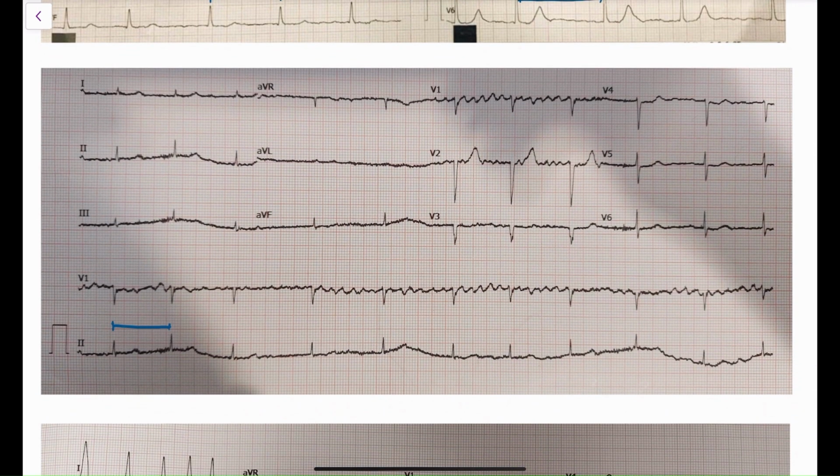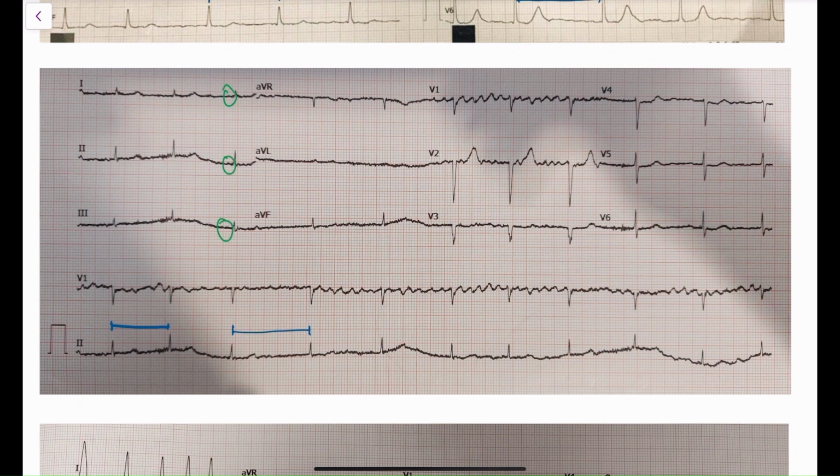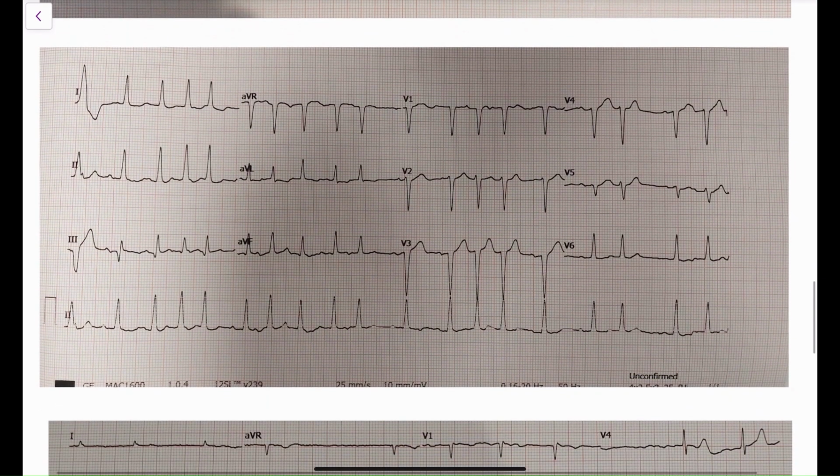Again, you can appreciate irregular RR intervals. There are no P waves preceding the QRS complexes, and there is a chaotic baseline in V1. So that's atrial fibrillation again. You can practice measuring the distance between two consecutive fib waves to see what the cycle length could be.